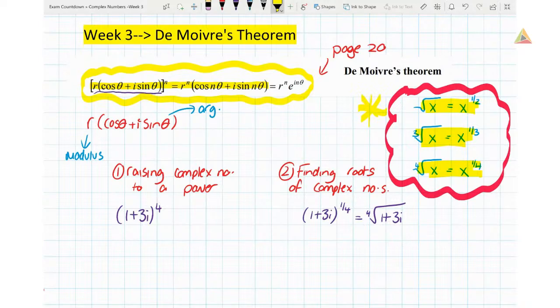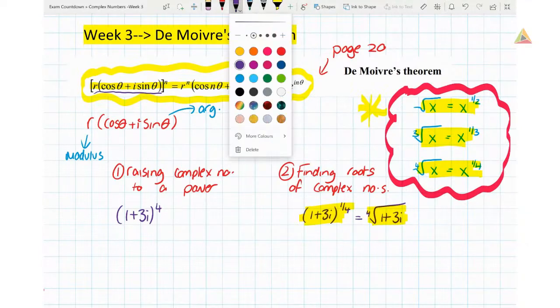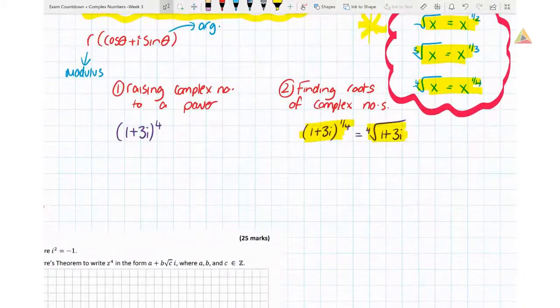So that's what I mean by finding roots of complex numbers. If we were asked to find the fourth root of 1 plus 3i, that would be exactly the same thing as asking us to raise 1 plus 3i to the power of 1/4. Just a different way of writing it. So how do we do it? Well, if we're asked to raise a complex number to a power, the first thing we do is write our complex number in polar form. And nice and simple, the second thing we do is apply De Moivre's theorem.